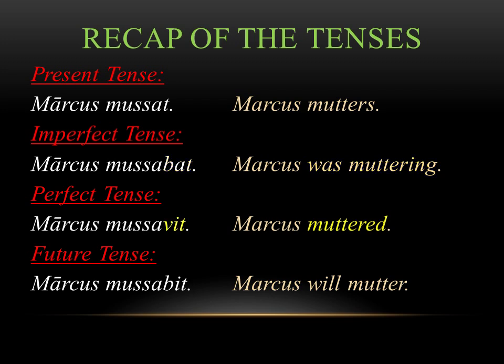The V in mussavit is the indicator of perfect tense. The IT ending also gives it away. Now you've made it Marcus muttered, which is something we learned in previous chapters. And finally, you have the BIT ending, which we learned last chapter is the indicator of future tense when you have a first or second conjugation verb. It changes the meaning to Marcus will mutter.